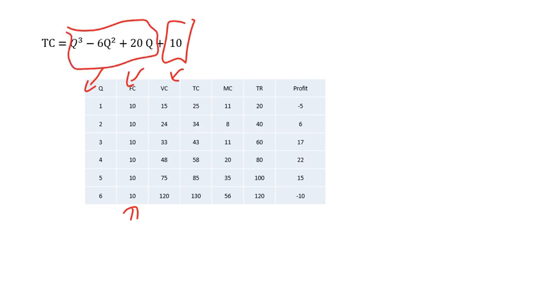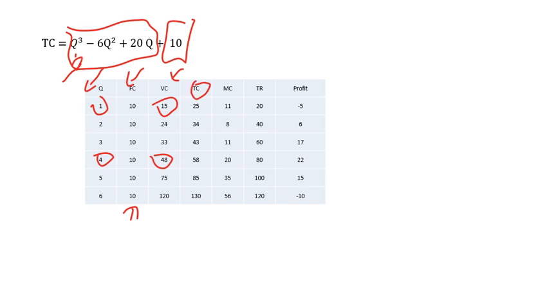It is the cost that depends on the quantity, or the total cost minus the fixed cost. So VC is this part. Okay. So we replace, for example, here Q is 1. If we replace Q by 1 here, we will get 15. If we replace Q by 4 here, we will get 48, and so on.